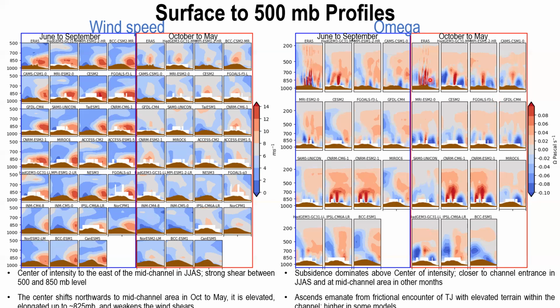So in the other months of the year, when the core is more shifted towards the center, we see that we equally have strong subsidence closer to the mid Turkana Channel. We also have ascents emanating from near the entrance of the Turkana Channel, where the surface elevation begins peaking. But once that is sloping downwards again, we see that the generation of ascents is vanishing.